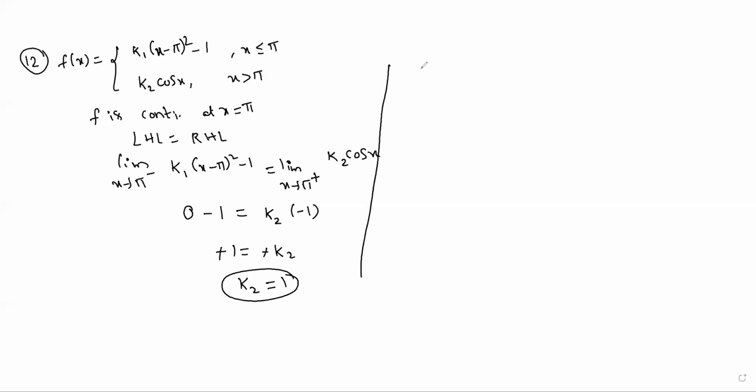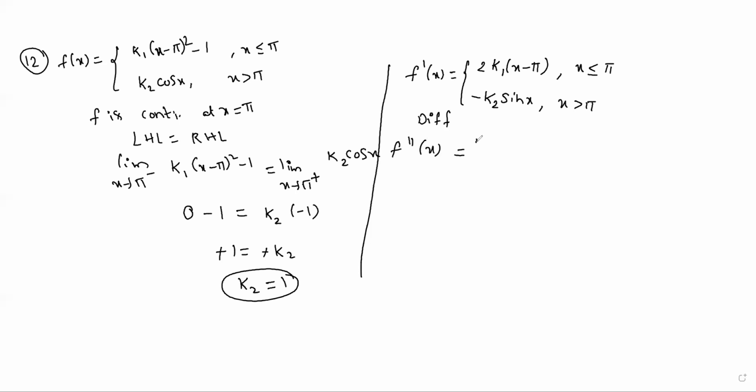Now it is twice differentiable, that's why first I will find out f dash of x. Differentiate k1 into (x minus pi) whole square. X square derivative is 2x, that is 2 into (x minus pi). In our function, x minus pi derivative is 1, again minus 1 derivative 0. No issue in this, x less than or equal to pi. Now k2 into cos x derivative is minus sin x, that's why it is minus k2 sin x when x greater than pi. Now twice differentiable means one more time I will differentiate, f double dash of x.